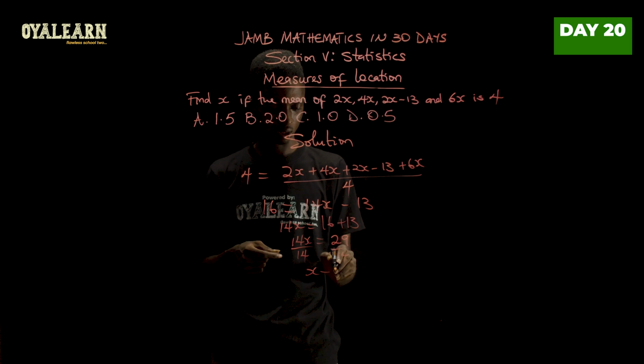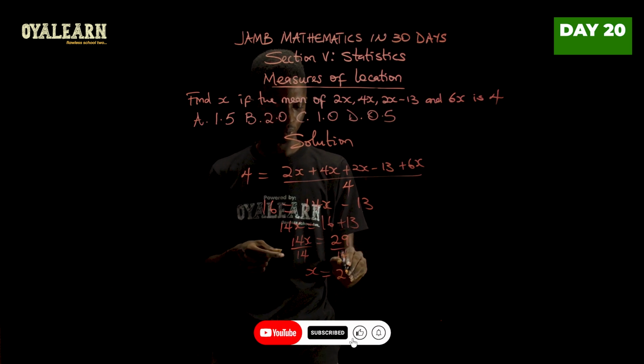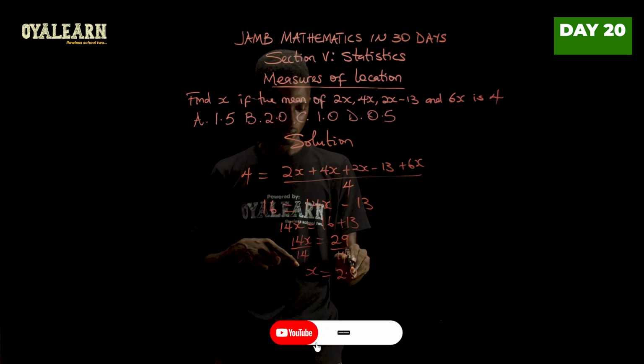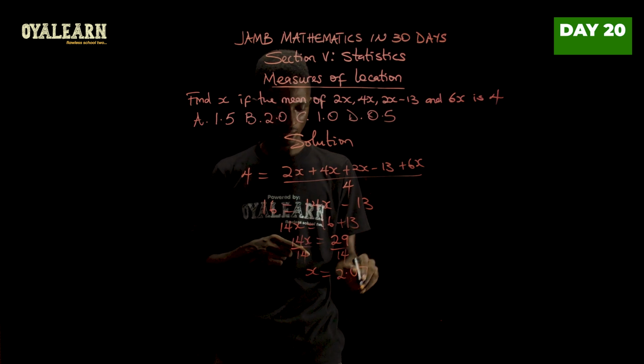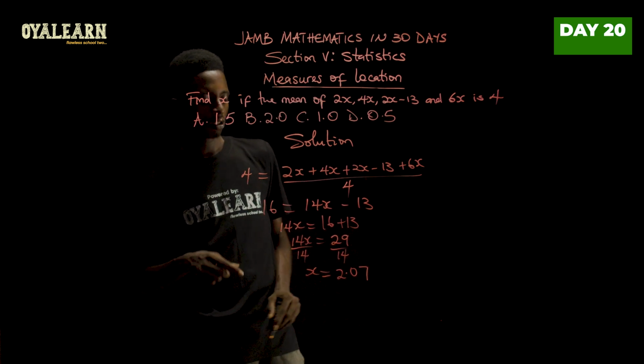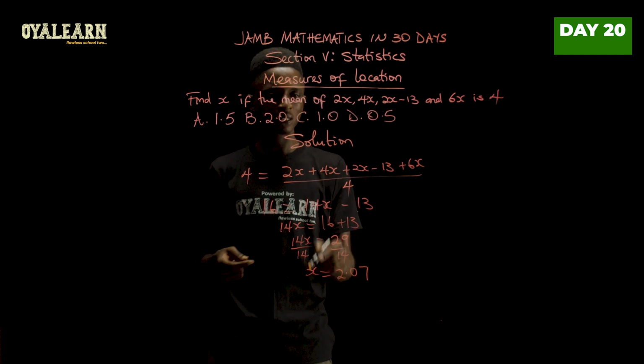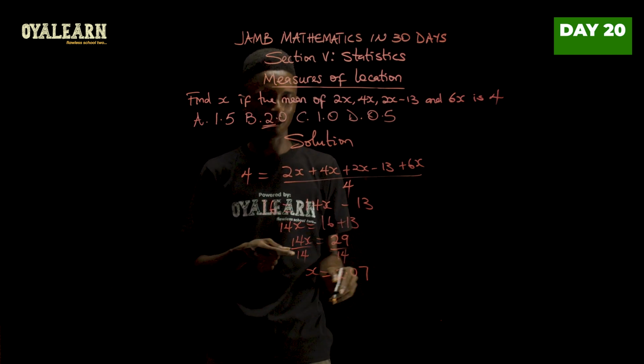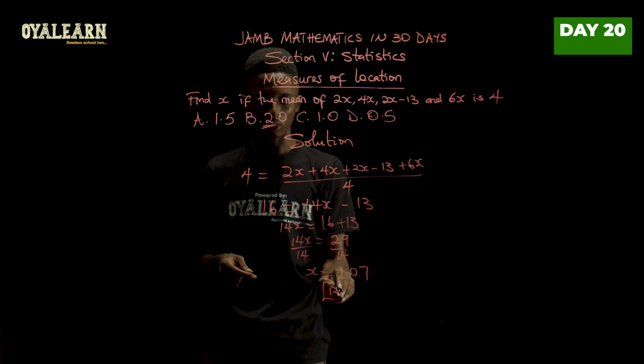X would give us 2.07. So this is approximately, we can just take it as 2.0 since that's what we have in the options. So we take option B.